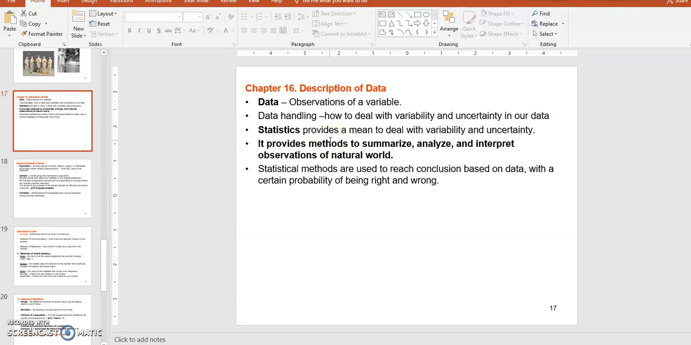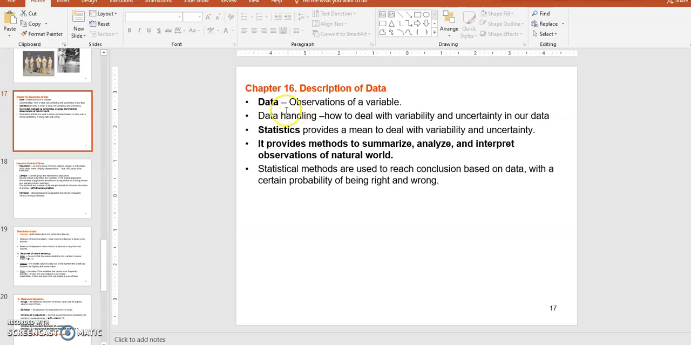Okay, now we're going to talk about description of data. When you perform an assay of any kind, or when you carry out an experiment, you will gather some kind of observation, and those are the definition of data: observations of a variable. That is what data is in science, right?